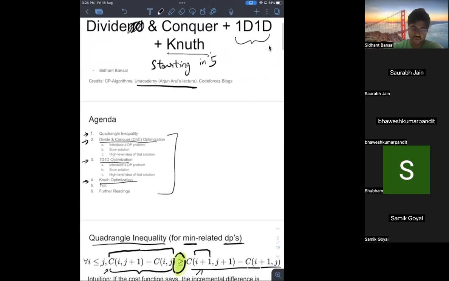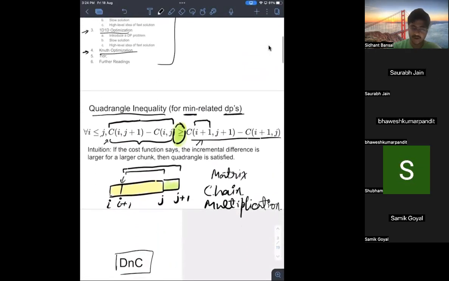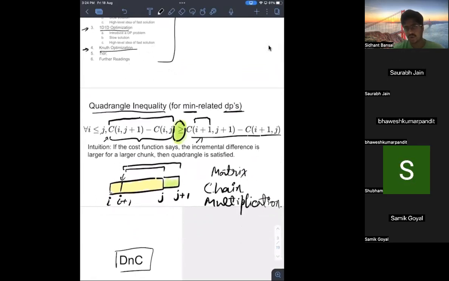Knuth is probably the least useful out of all these optimizations. Quadrangle inequality is basically an inequality on the cost function of DPs. And if you get this inequality in a DP question, you're pretty much guaranteed that you can apply one of these optimizations. It's a sufficient condition. It's not a necessary condition, the quadrangle inequality. Meaning that if you get quadrangle inequality, you can definitely apply one of these optimizations.